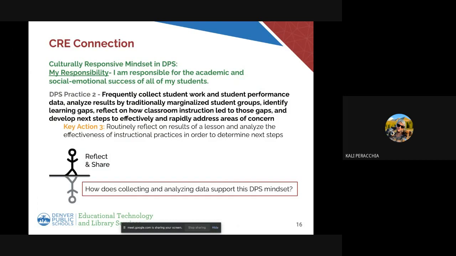DPS practice number 2 is frequently collecting student work and student performance data, analyzing results by traditionally marginalized student groups, identifying learning gaps, reflecting on how classroom instruction led to those gaps, and developing next steps to effectively and rapidly address areas of concern. So, we're going to routinely reflect on the results of a lesson and analyze the effectiveness of instructional practices in order to determine our next steps.